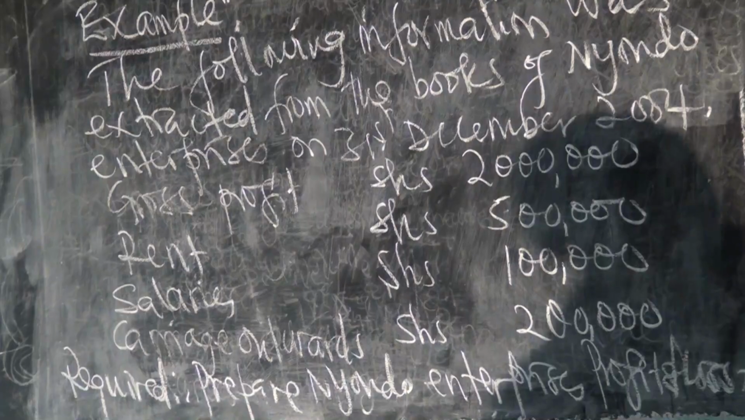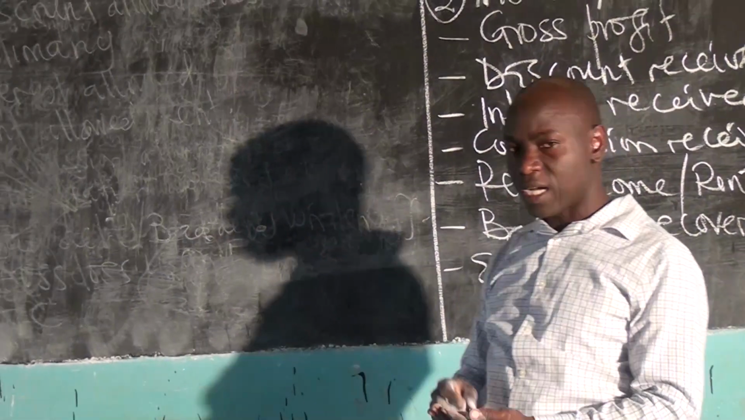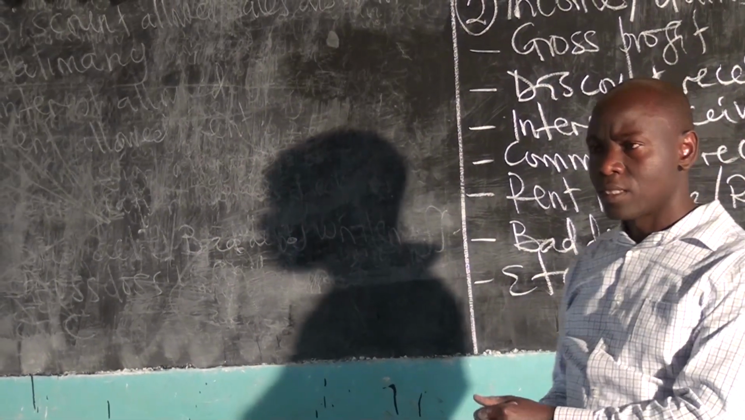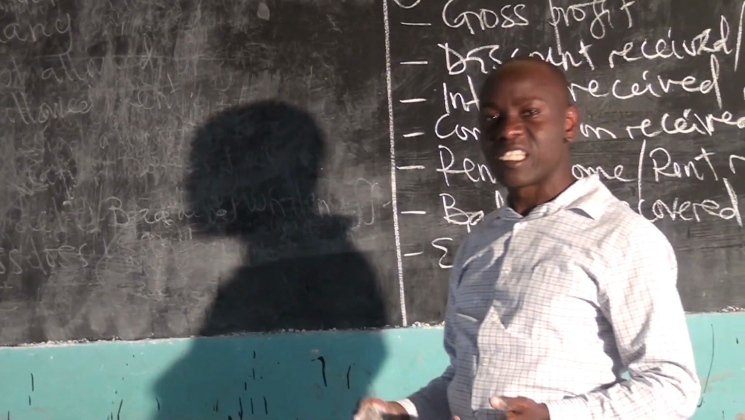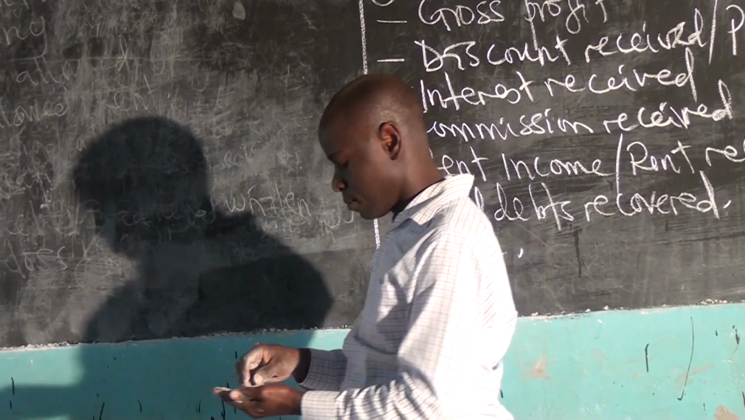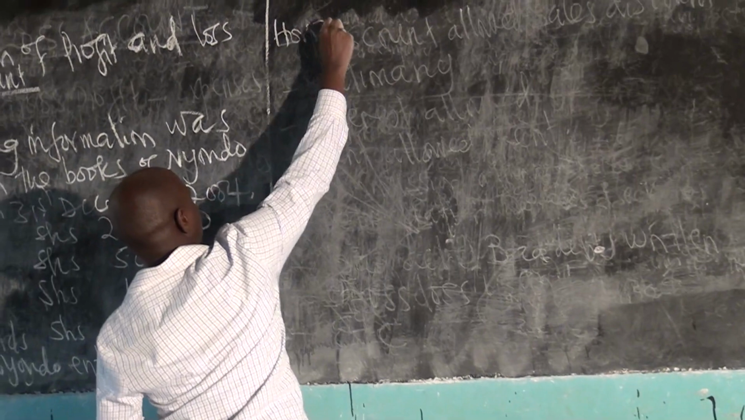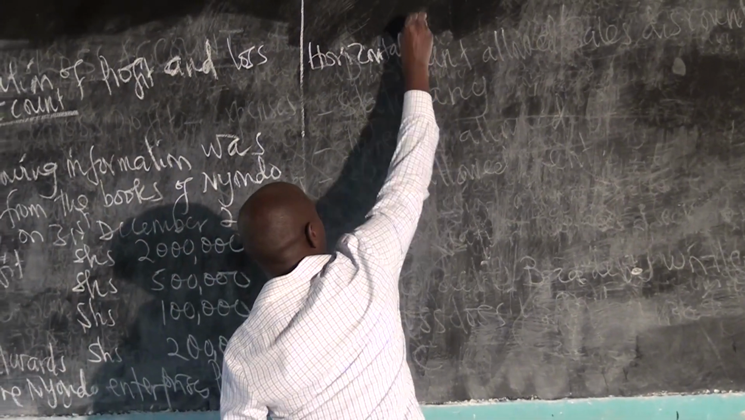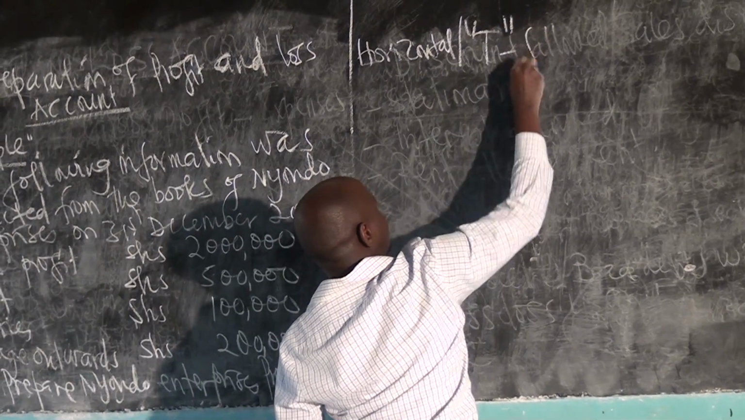Yes, we want to use that example to see how we can prepare the profit and loss account using the two methods I talked about. The horizontal method, some people refer to as T format, and then the vertical format. Horizontal, stroke T format.